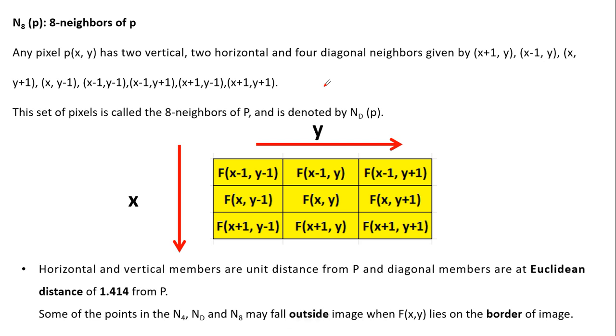N8(P), that is 8 neighbors of P. So 8 neighbors of P is nothing but the adjacent as well as the diagonal members. So these are the adjacent members and these 4 are the diagonal members. So total 8 members are there. So we can consider the entire neighborhood of this particular pixel f(x,y). The pixels present at adjacent locations are at unit distance from f, and the pixels which are diagonal neighbors are at a distance of 1.41 from this center pixel.